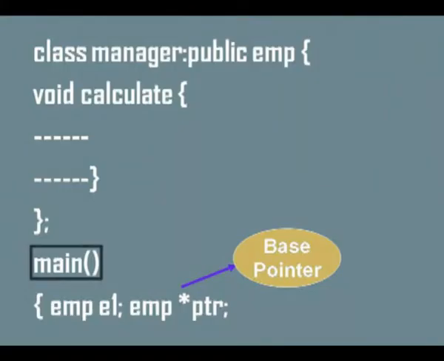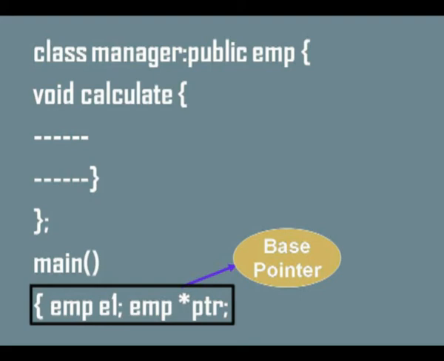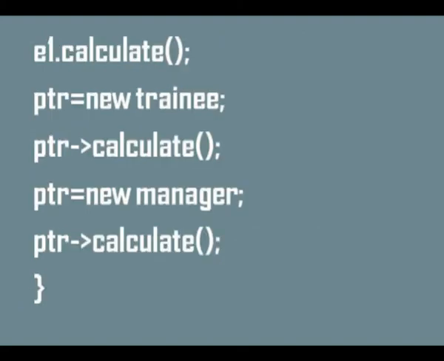You are having the main function, you are having the creation of a simple object and a pointer object. This pointer is called the base pointer because this is the pointer for the base class or the super class. E1.calculate, the normal way of calling the calculate function. So, this will call the calculate of the main class. We have to use the new operator with the pointer. So, you are creating an object for the trainee class, you are calling the calculate function, creating an object for the manager class and calling the calculate function.